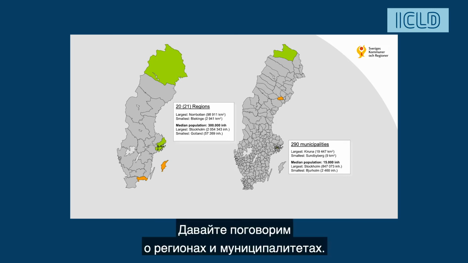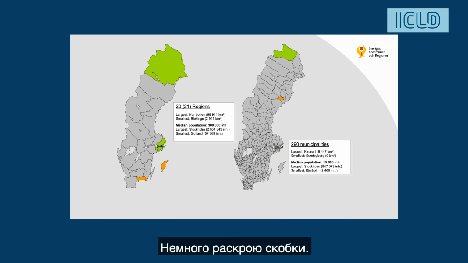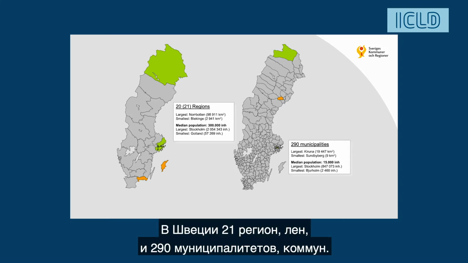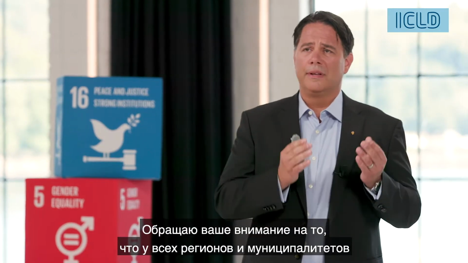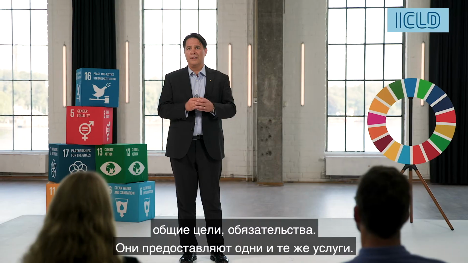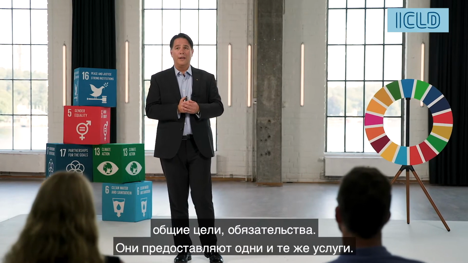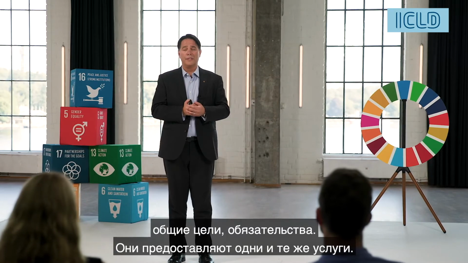Now that we are talking about regions and municipalities, it's maybe time to present them. We have 20 regions in Sweden and 290 municipalities. It is important to remind that all the regions and the municipalities have the same tasks and compulsory, mandatory services.